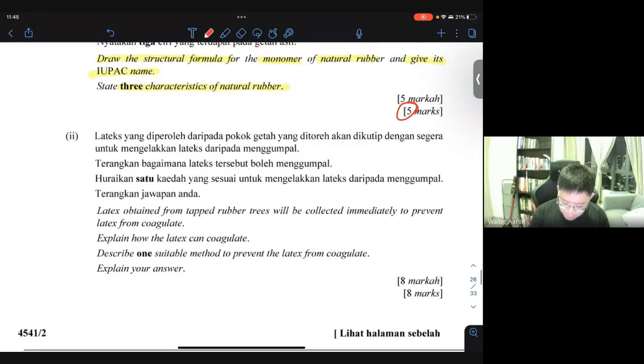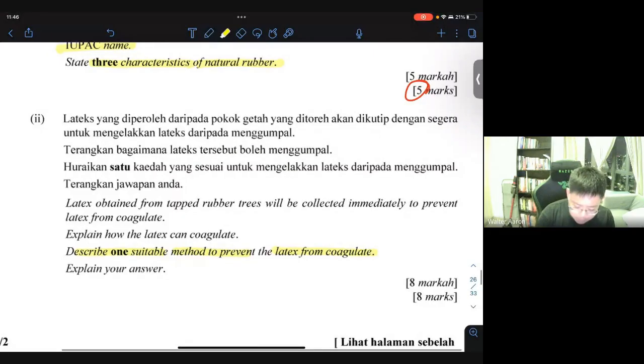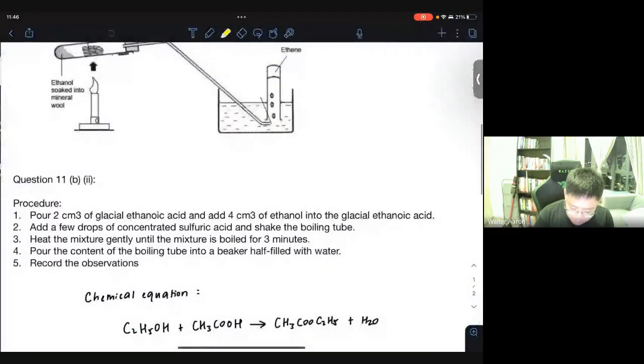All right. Now it says here for number 2, latex obtained from tapped rubber trees will be collected immediately to prevent latex from coagulating. Explain how latex can coagulate. Describe one suitable method to prevent the latex from coagulating. Explain your answer. Okay, very simple. I actually prepared an answer in a separate paper.